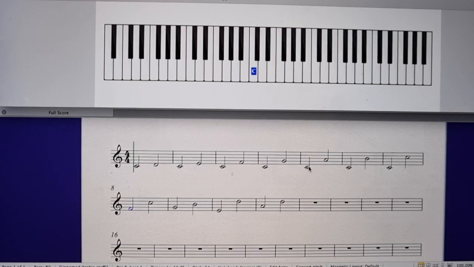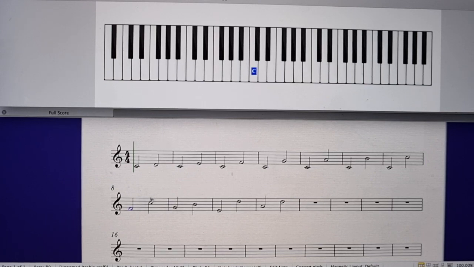C to A is a sixth. 1, 2, 3, 4, 5, 6, 7, 8, 9 semitones. C to B is a seventh. 1, 2, 3, 4, 5, 6, 7, 8, 9, 10, 11 semitones. C to C, a perfect octave. I'm pretty sure you can work this one out now. 1, 2, 3, 4, 5, 6, 7, 8, 9, 10, 11, 12 semitones.